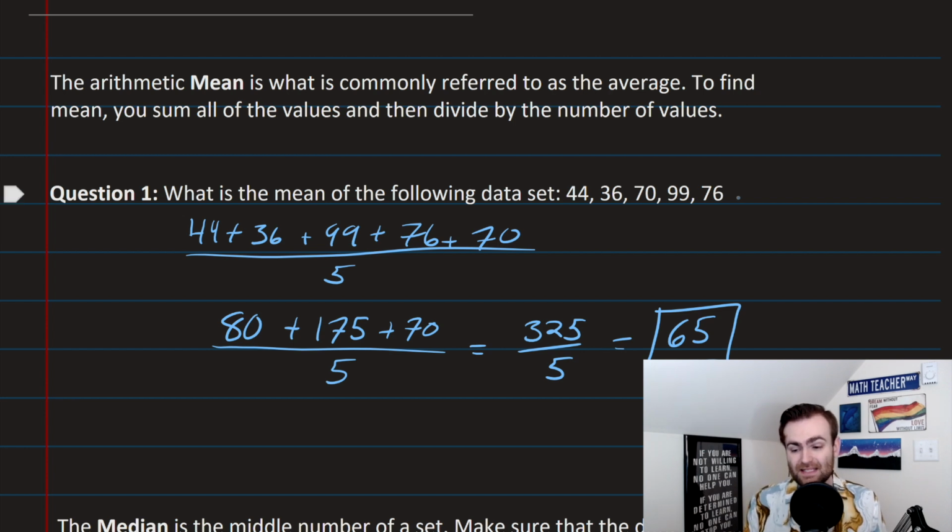And we can see that 65 is in the middle here. It is between the lowest number and the largest number, so it makes sense that we got something there. If we got something below 44 or larger than 99, we'd know it didn't make sense, so we probably need to double check our math.